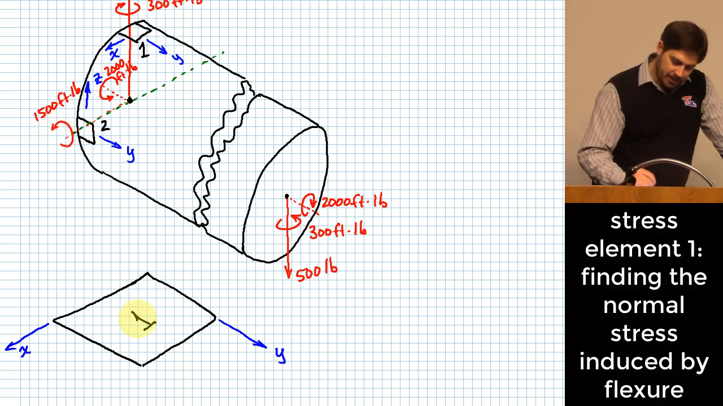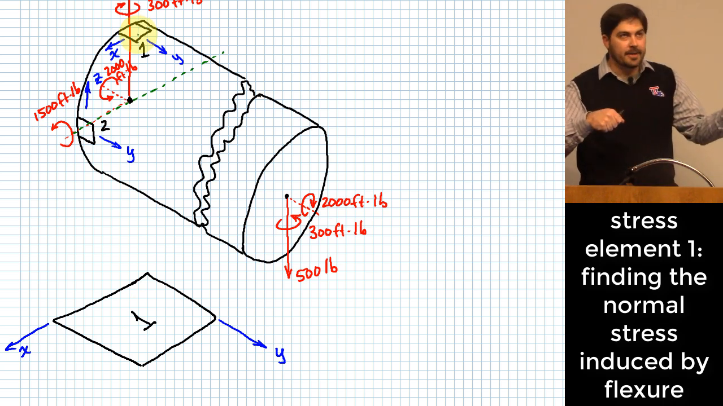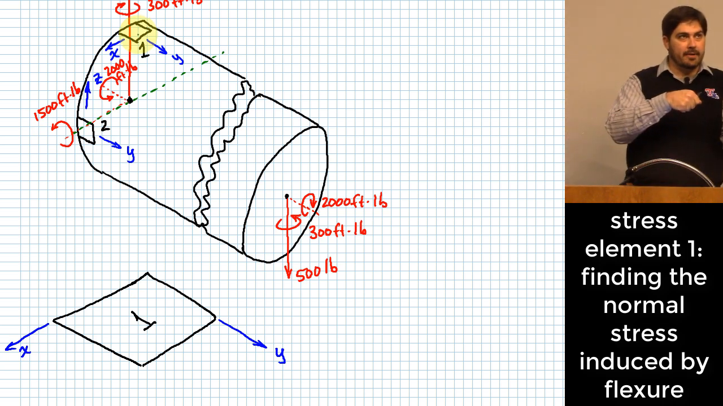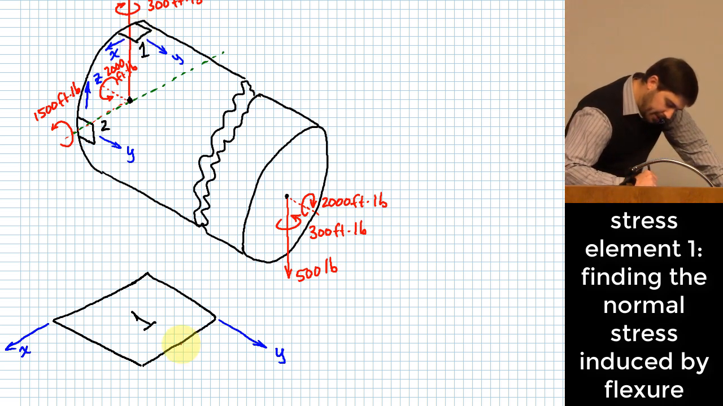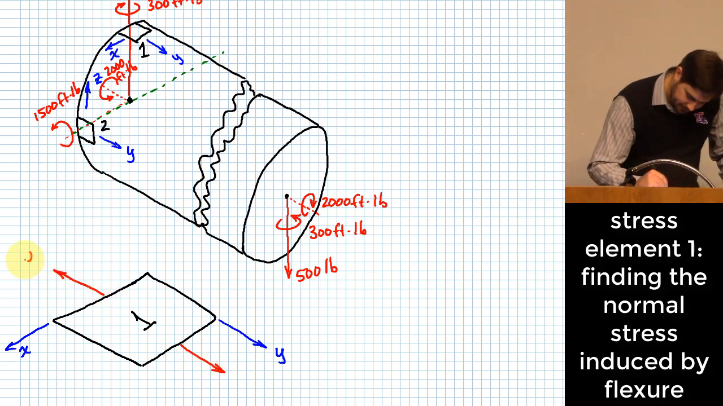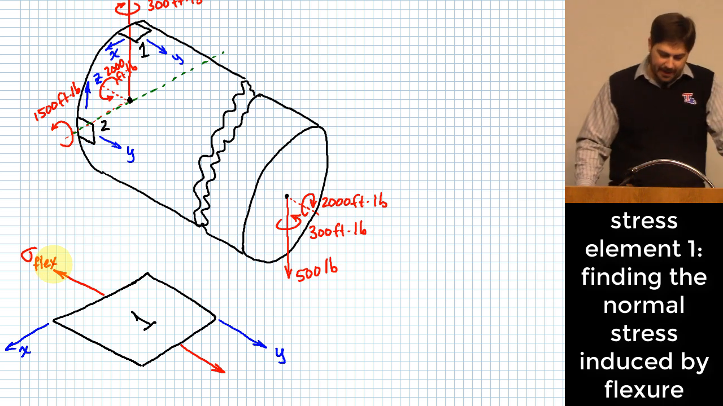What effect is that going to have on patch 1? Is it going to make it try to stretch longer in the Y or to compress in the Y? Stretch longer, right? And so I'm going to draw that on here like this and basically say this is my flexural component, okay? And what would that value be? How would I calculate that value?